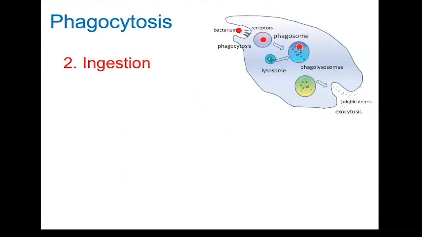The second step is ingestion, and that will be bringing in the cell that is to be eaten. This is the phagocytic cell. These are the PRRs.